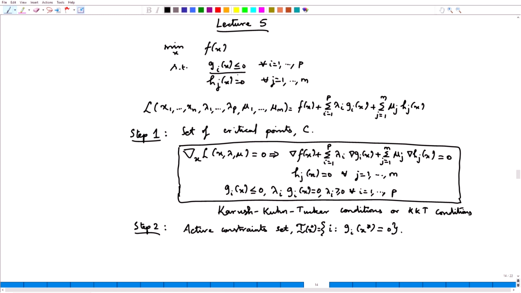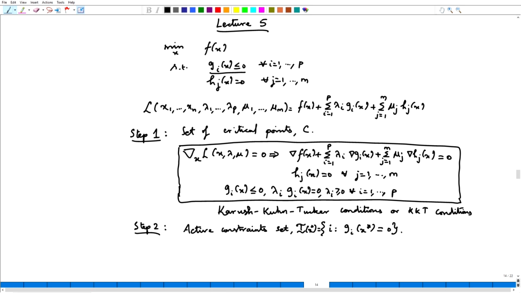You can see that the critical point x star may satisfy this particular constraint g_i of x either with equality or it could be strictly less than 0. So, we could have g_i of x star equal to 0 or g_i of x star strictly less than 0. We pick those constraints from 1 to p for which g_i of x star is equal to 0. Those constraints are called active constraints, and the others are called inactive constraints. You will see why the set of active constraints is needed shortly.